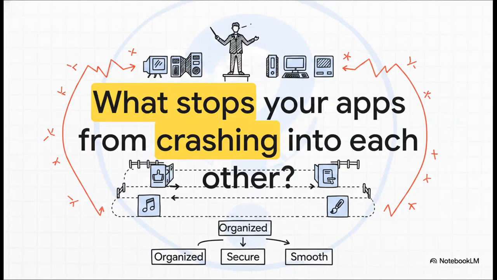So you've got to wonder, what actually stops all your apps from just crashing into each other? It's a pretty fundamental question, right? Without a conductor, a computer is literally just a chaotic jumble of electrical signals and competing hardware components. I mean, if every single application tried to grab the microphone at the exact same time, your system would instantly freeze. This brings us to the core of our exploration today. How does this invisible software layer actually keep everything organized, secure, and running so smoothly?